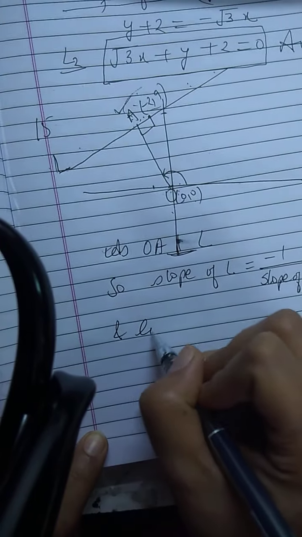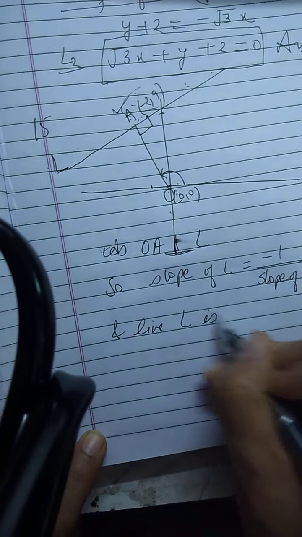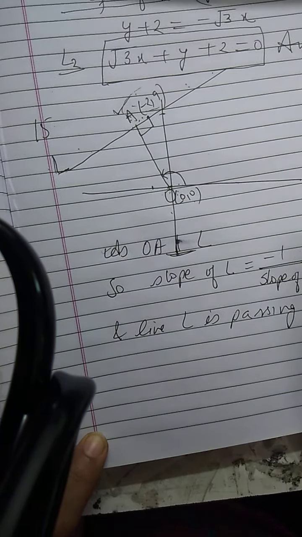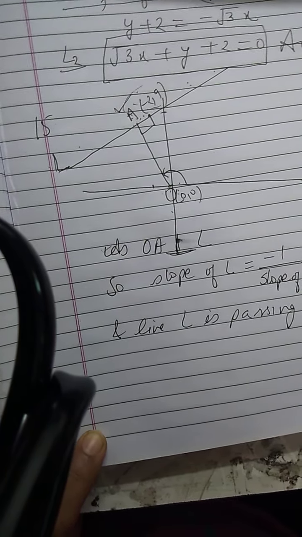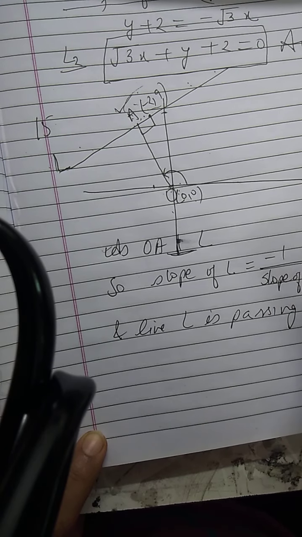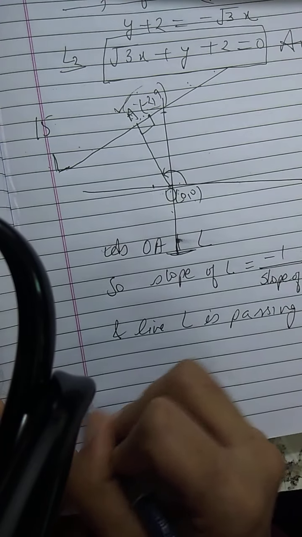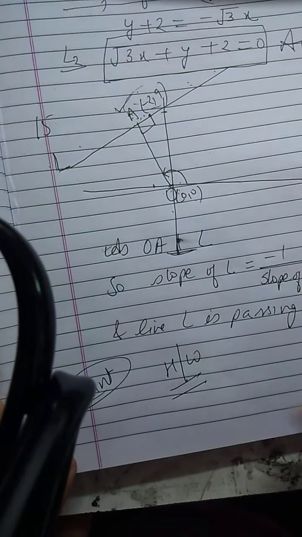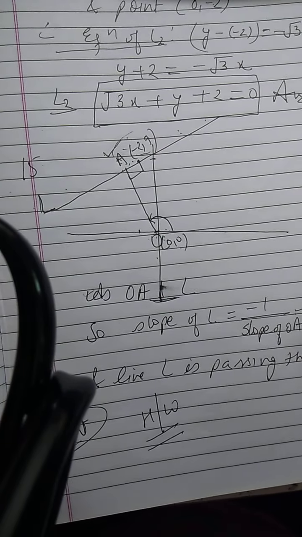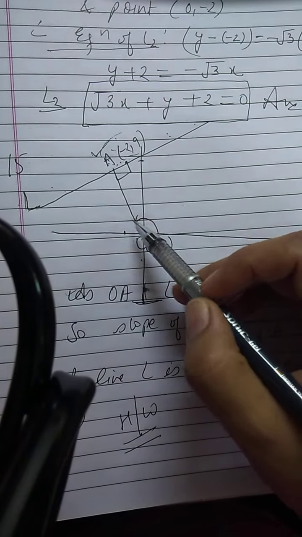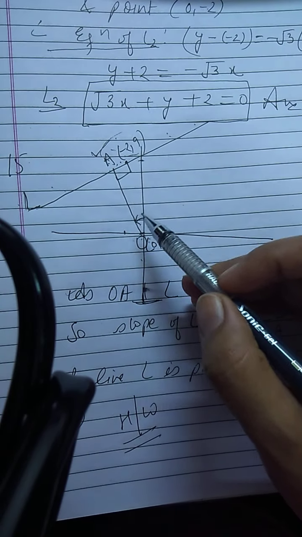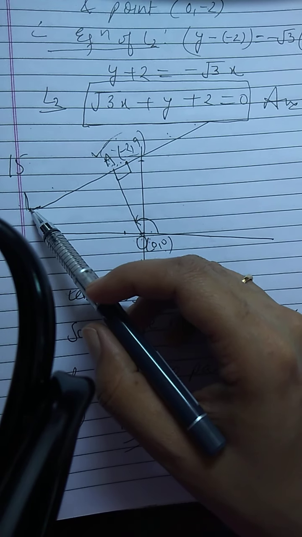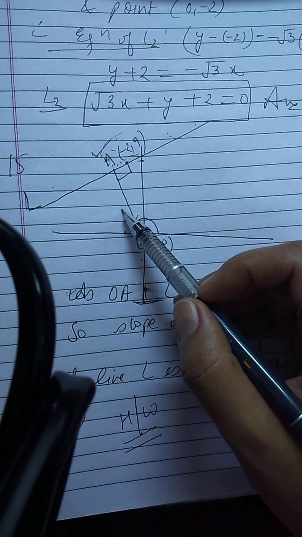And line L is passing through point A, that is (-2, 9). The point is there, the slope is calculated, so you will be able to write down the equation of the line. I am leaving it for you. I hope you will be able to do this sum. We are again using the relationship of slopes here. We will calculate the slope of OA, so the slope of L will be the negative reciprocal of the slope of OA.